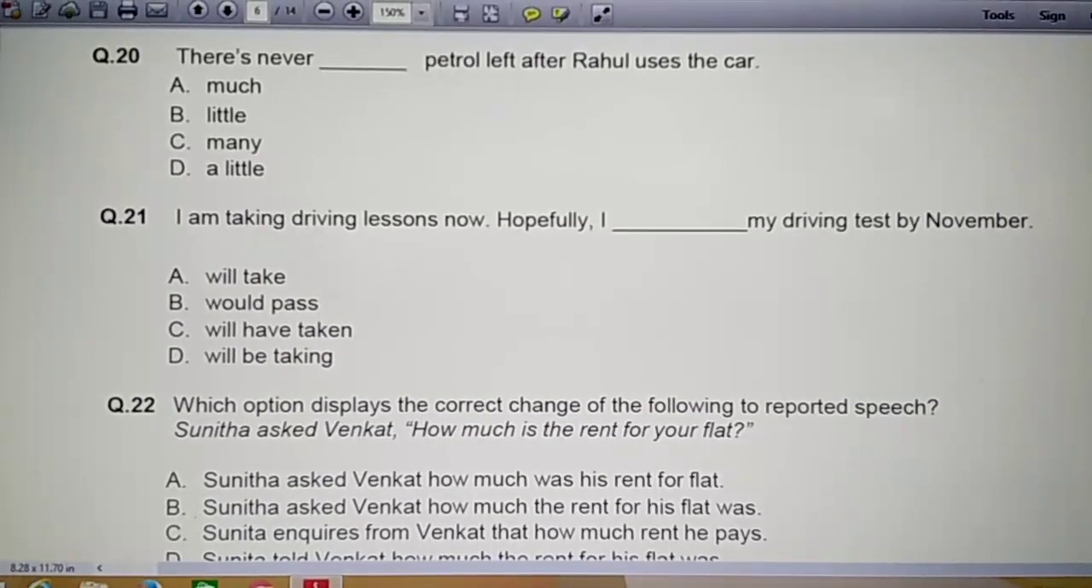Question number 20. There is never dash petrol left after Rahul uses the car. So the right option for that will be much, option A. Question number 21. I am taking driving lessons now. Hopefully I dash my driving test by November. So the right option for that will be will have taken.